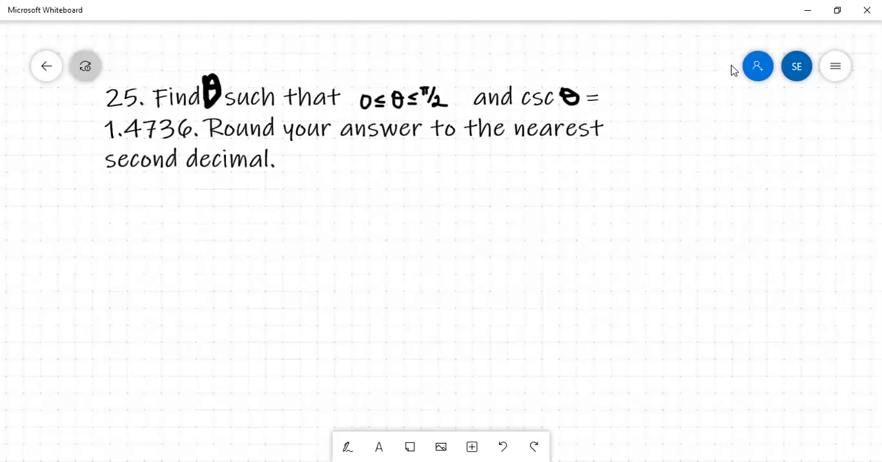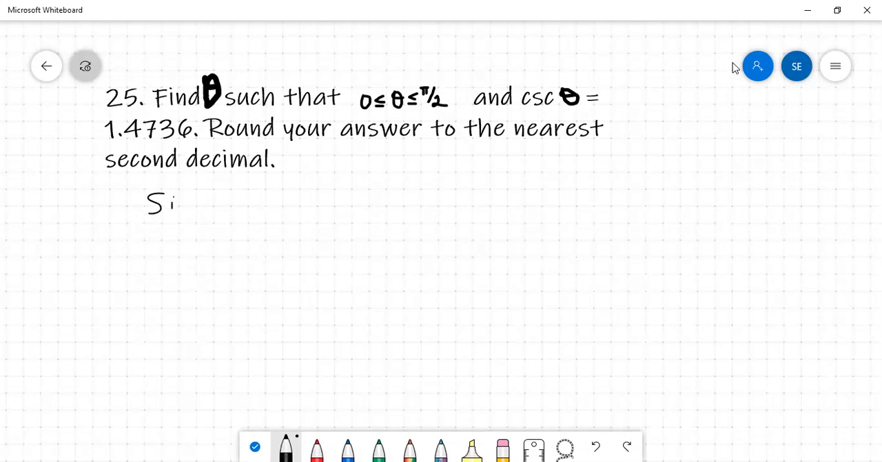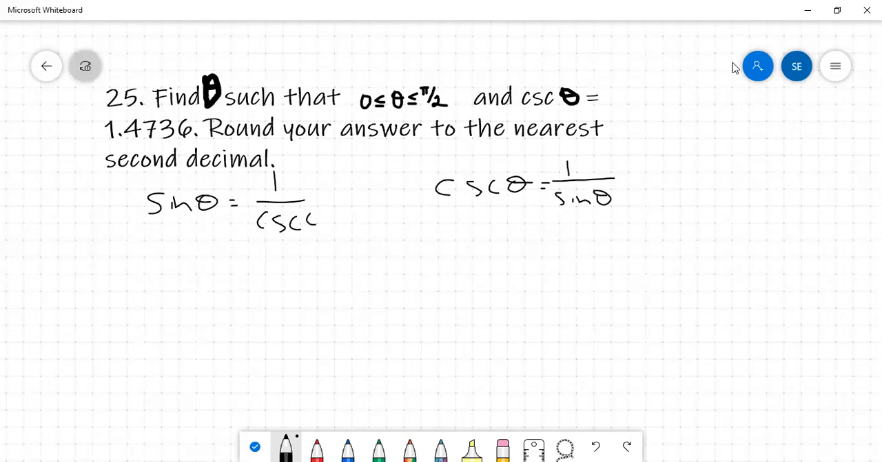So we know that cosecant theta is equal to 1 over sine theta. And we can rewrite this. We can multiply both sides by sine and divide it by cosecant. So we get sine theta is equal to 1 over cosecant theta. And if we want to find theta, we can then just say theta is equal to the inverse sine of 1 over cosecant theta. And now we have something that we're going to plug into our calculator.